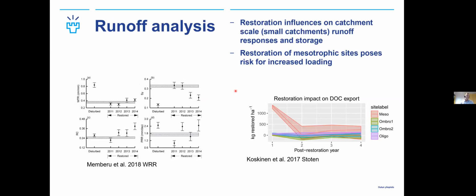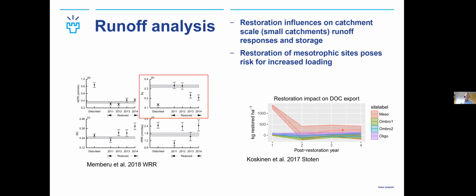But we have also noticed that some of the sites are posing risks for a further increase in water quality problems. One example is that if you have a mesotrophic site, the increased level of DOC or phosphorus, or especially iron, might be much higher from these mesotrophic sites than from other sites.